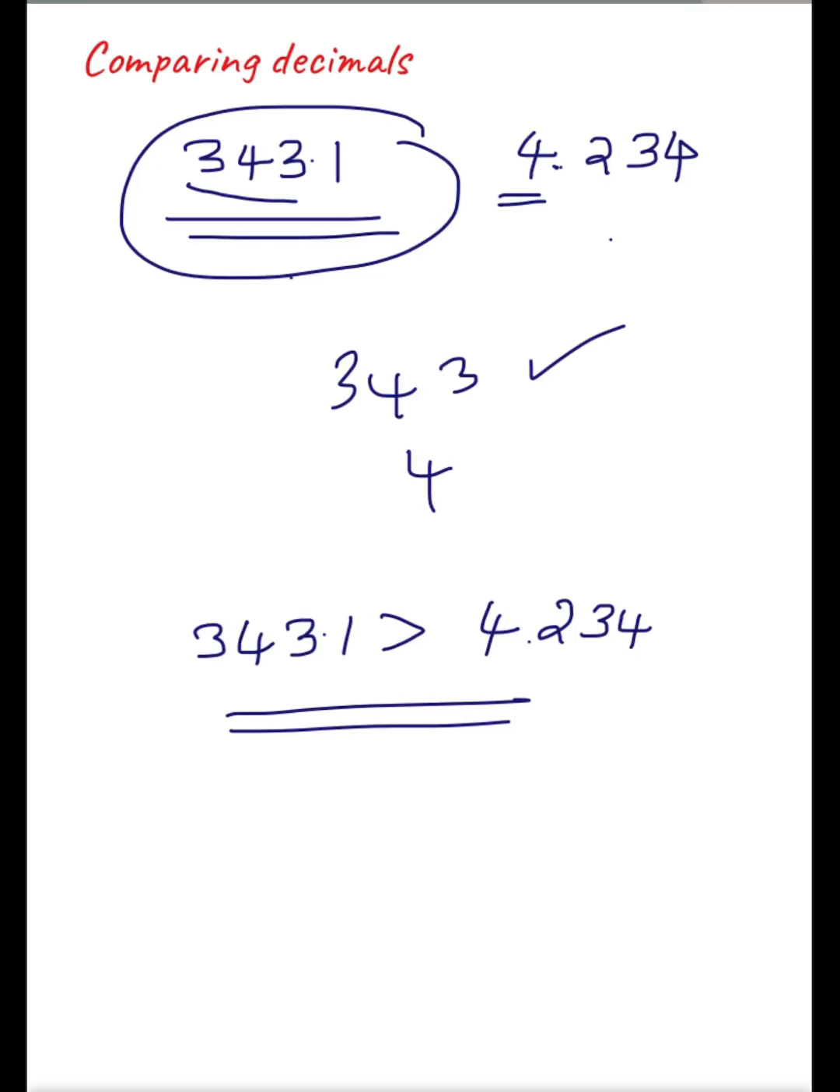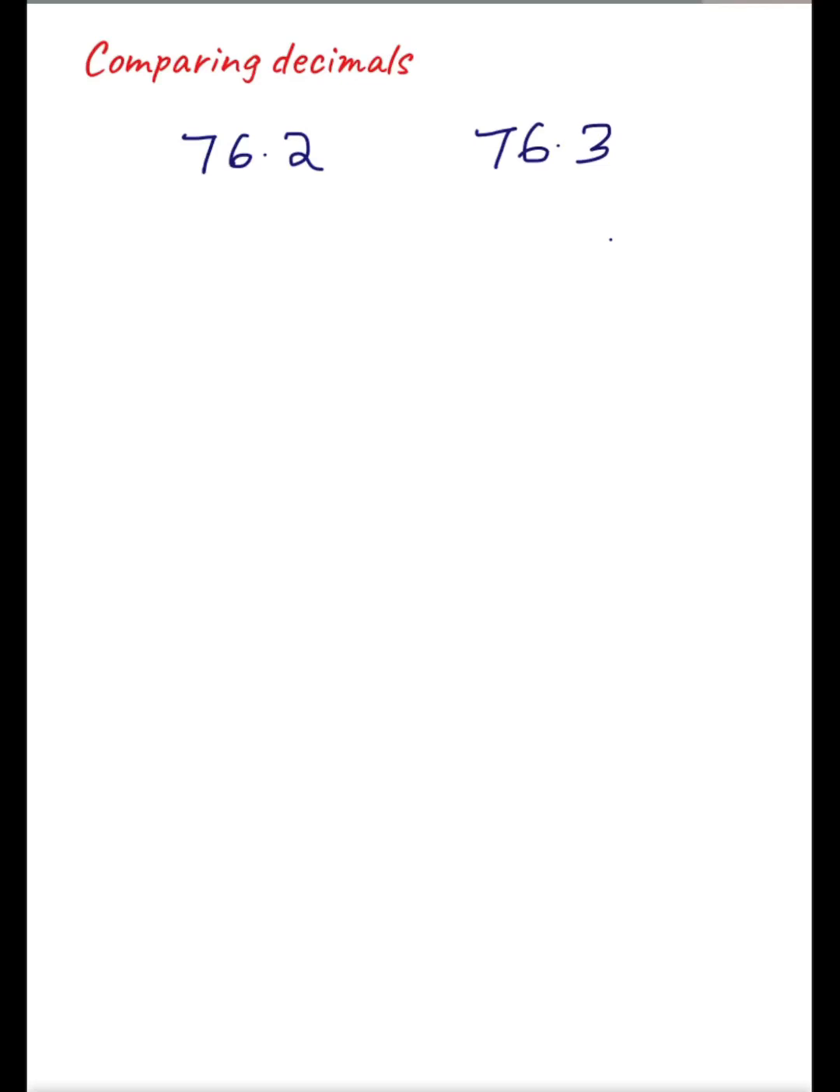Now what is the case if the whole number parts are the same? Let's take an example like that. Suppose you are taking 76.2 and 76.3. Here you can see that the whole number part of this number is 76 and the whole number part of this is also 76. In this case, you have to consider the decimal part, that is, the tenths place number.